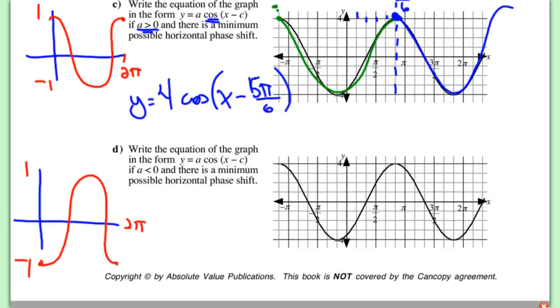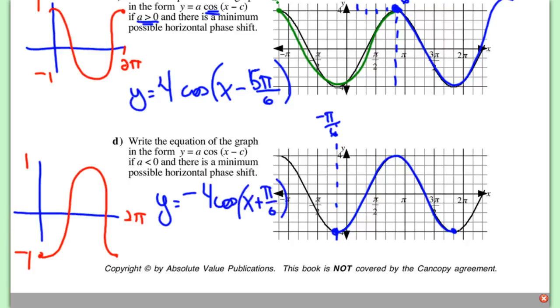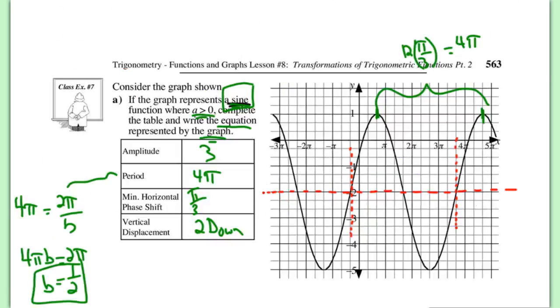And in the second one, how do we find sad cosine? Well, that was easy to find. Sad cosine is best located right there. And you can see that that would just be pi over 6 to the left. And so now we're going to have y equals -4, because the amplitude is still 4, -4 cosine x plus pi over 6. All right. Hopefully we're starting to get the hang of it, right?